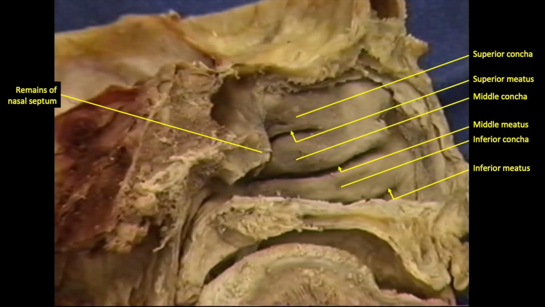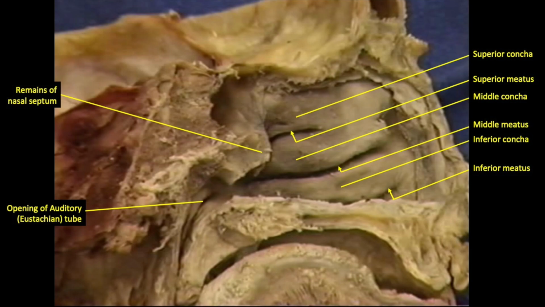Inferior and lateral to each of the conchae are recesses, called meatuses, into which paranasal sinuses drain. The largest sinus, the maxillary sinus, drains into the middle meatus. The nasolacrimal duct, meanwhile, which conducts tears from the eyes, drains to the inferior meatus.